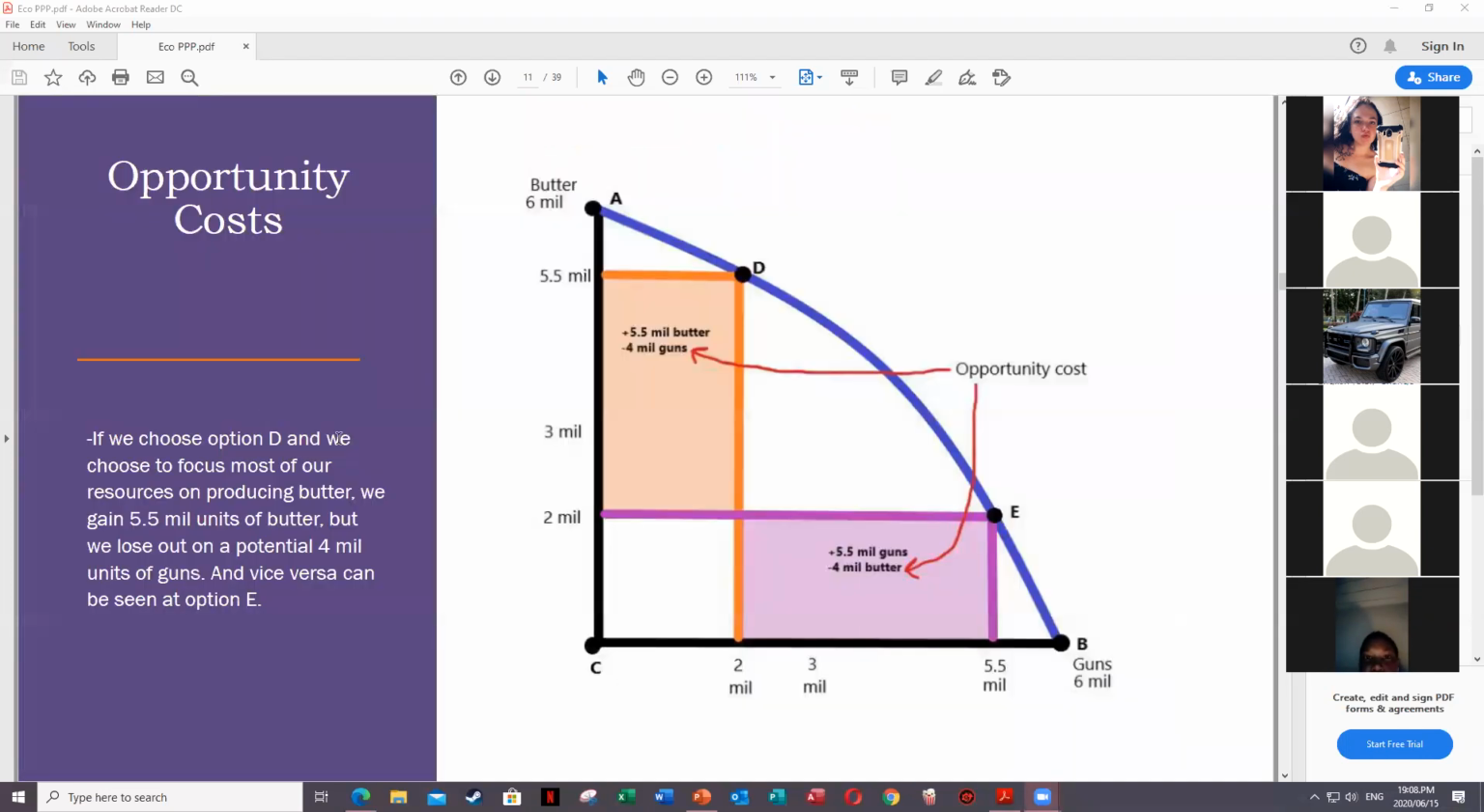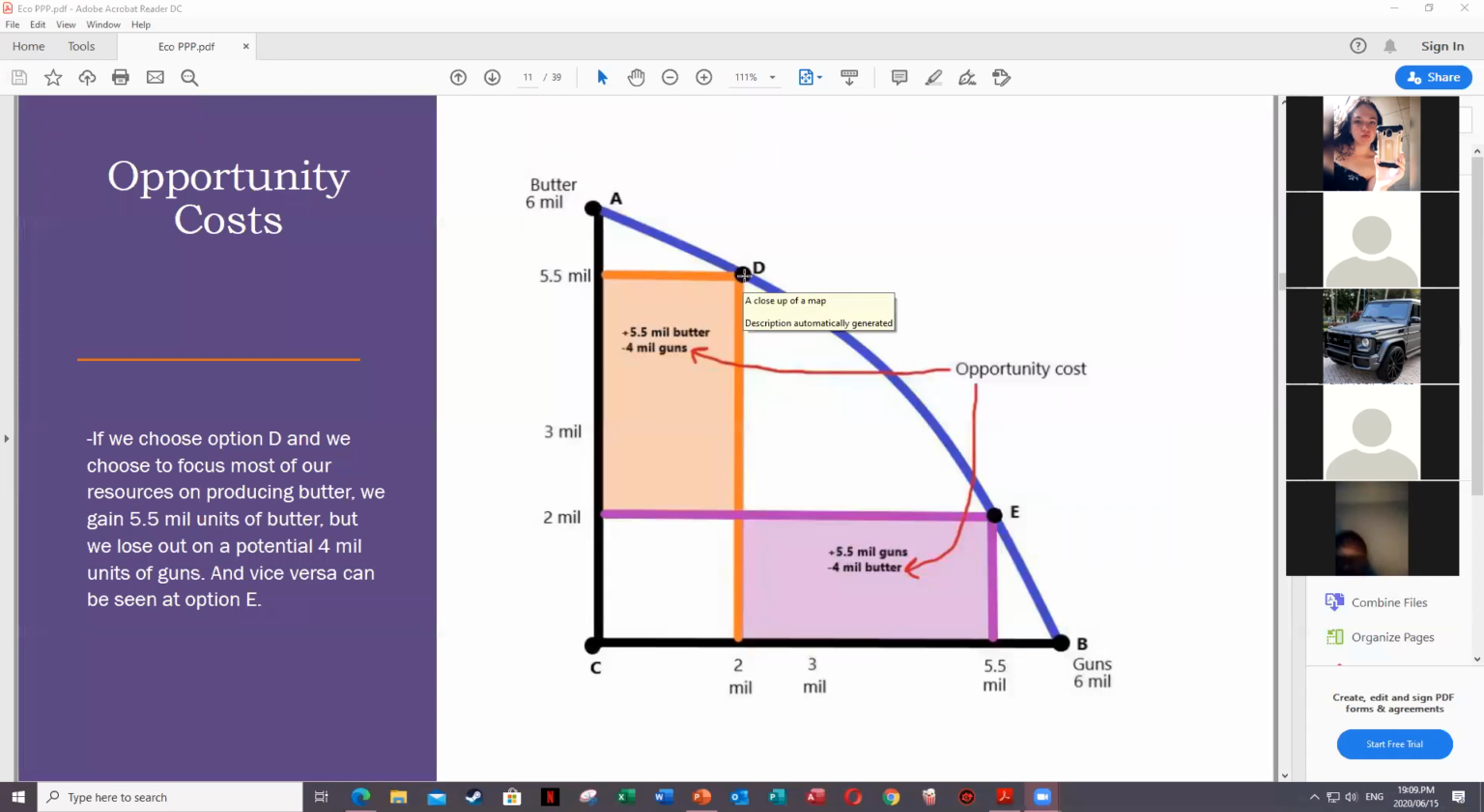So when you look at it in a graph, we'll see here. Let's say we choose option D. Now we're making 5.5 million units of butter, but the cost of that is 4 million guns, because now we could potentially produce 6 million here. This is the end point. The most guns that we can produce is 6 million. The most butter we can produce is 6 million. But we're sitting here at point D.